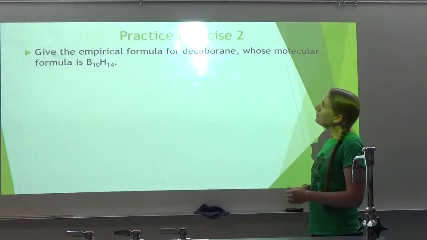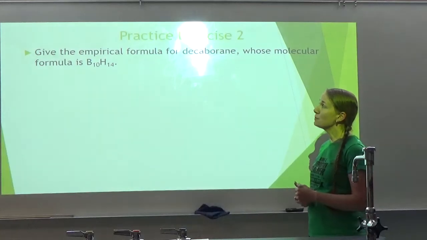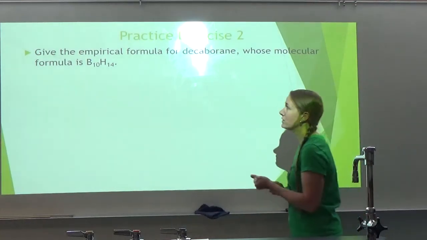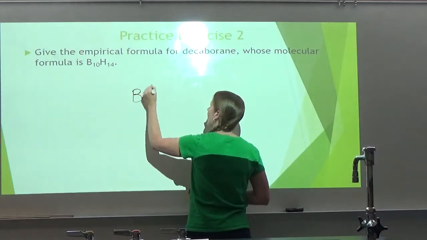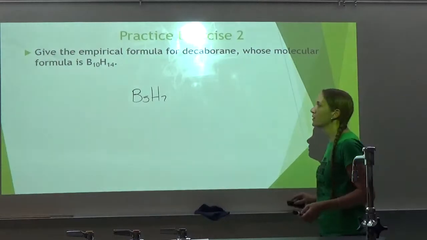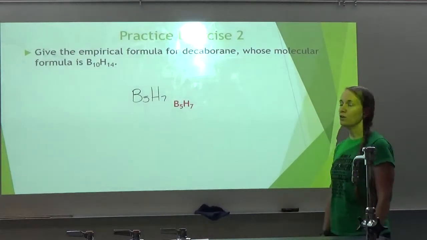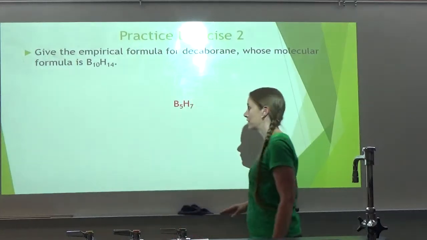All right, so it says, give the empirical formula for decaborane, whose molecular formula is B10H14. Well, 10 and 14 can both be divided by 2, and that will give me B5H7, which can't be reduced any further. Okay, so hopefully you got the empirical formula. This should literally be one of the easiest things you've ever seen in your life.